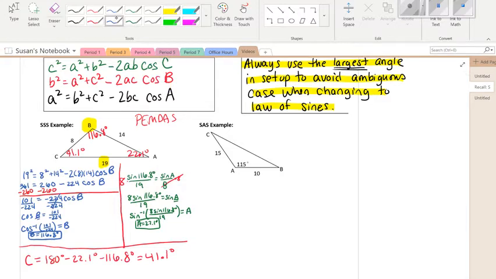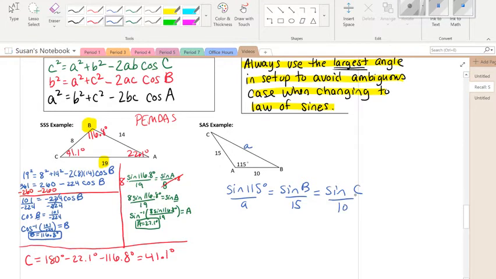For the next triangle, we have angle A, we have side B and side C. So that's a side, angle, side example. The first thing we can solve for would be angle A. Notice that if I try to use the law of sines here, the sine of 115 degrees over A equals the sine of B over 15 equals the sine of C over 10.